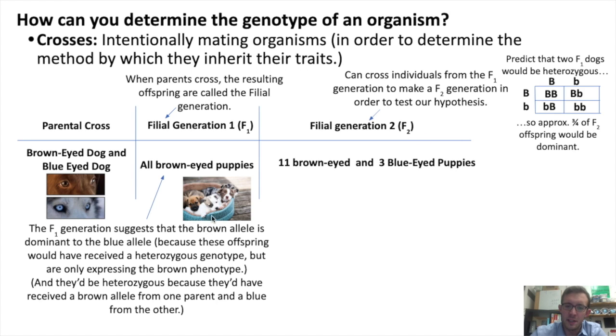So if we were to actually conduct this cross between two of our F1 generation, and the F2 generation turned out to have 11 brown-eyed and 3 blue-eyed puppies, the approximate 3-to-1 ratio would support our proposed method of inheritance. That is, it would support the idea that the brown-eyed allele is dominant to the blue-eyed allele.